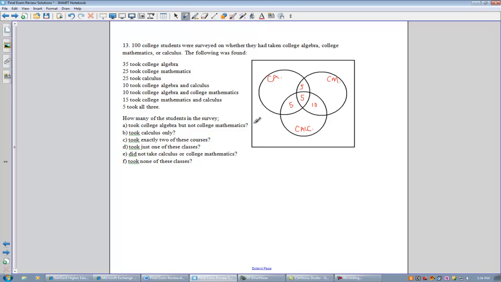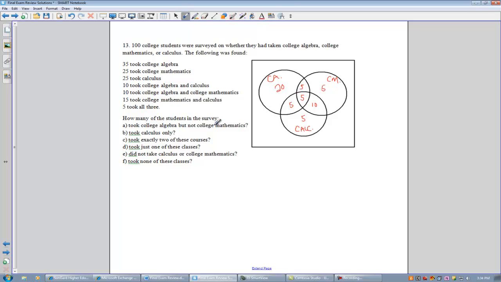Then 25 took calculus, so I have 5, 5, and 10, so I just put another 5 here. 25 took college mathematics. I just put another 5 here because I have 5, 5, and 10, which is 20. Now 5 is 25. 35 took college algebra. Well, I have 5, 5, and 5, so 15. To get to 35, I need to have 20 there. And then I simply read these questions and use a Venn diagram to answer them.